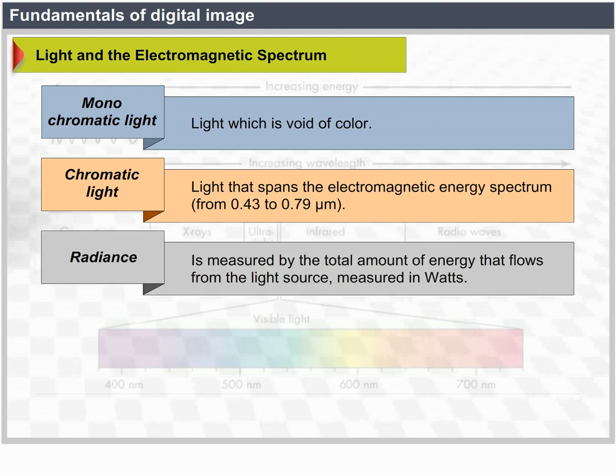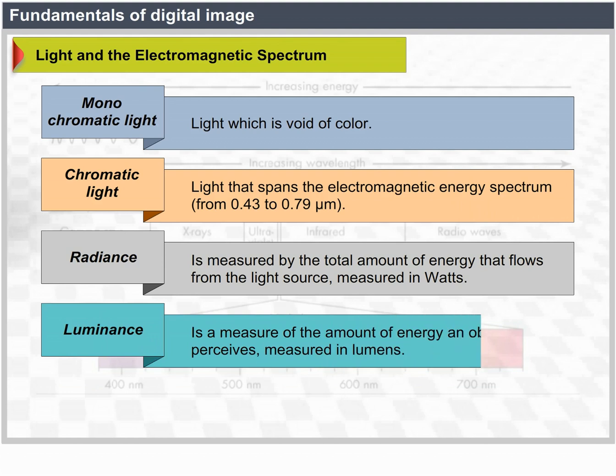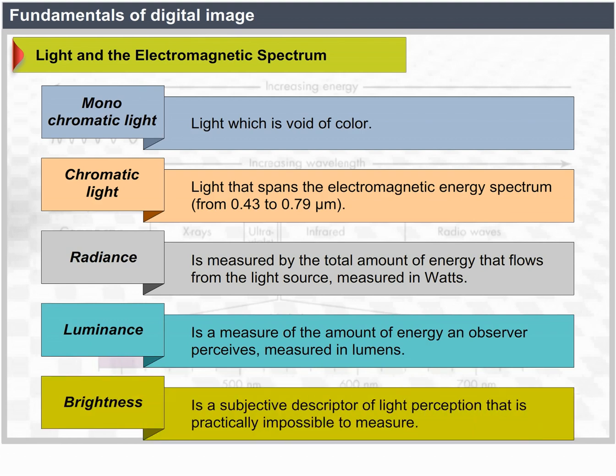Radiance, the total amount of energy that flows from the light source, measured in watts. Luminance gives a measure of the amount of energy an observer perceives, measured in lumens. Brightness is a subjective descriptor of light perception that is practically impossible to measure.